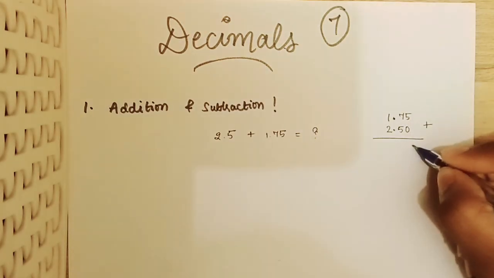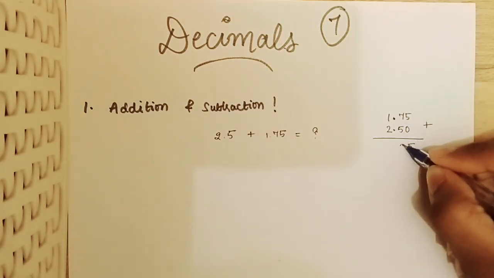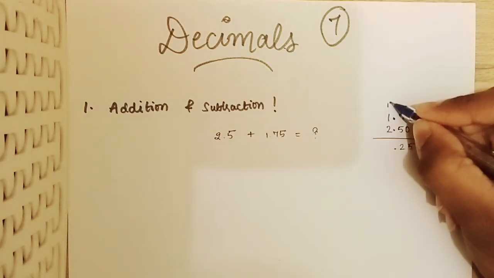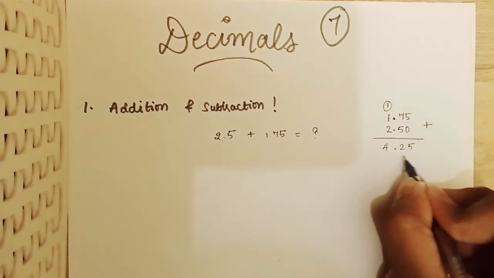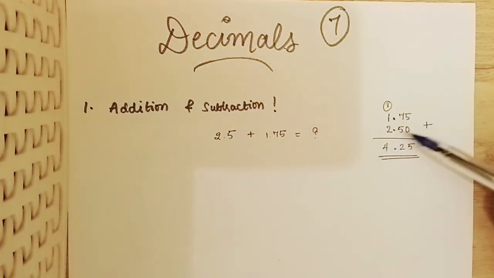So 5 plus 0 will be 5, and then 7 plus 5, 12. So here goes, and then 2 plus 1 will be 3 and then 4. So the answer will be 4.25. This is how you do addition.